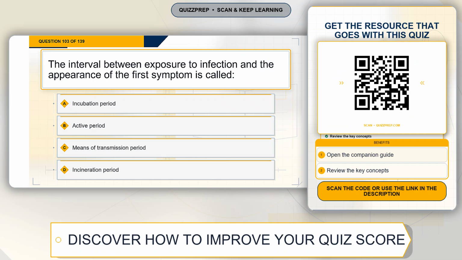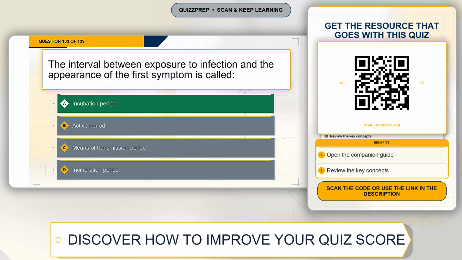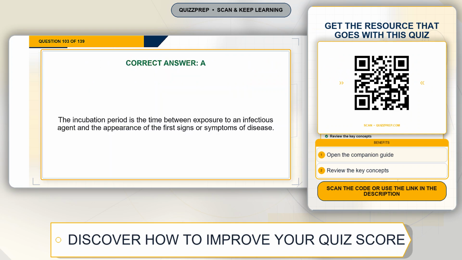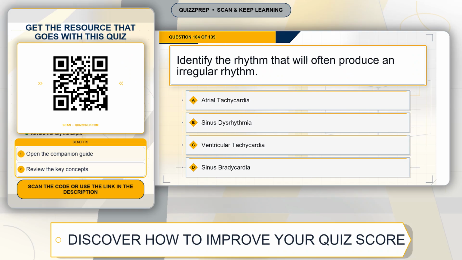Question 103. The interval between exposure to infection and the appearance of the first symptom is called option A, incubation period, option B, active period, option C, means of transmission period, option D, incineration period. The correct answer is option A, incubation period. Explanation. The incubation period is the time between exposure to an infectious agent and the appearance of the first signs or symptoms of disease.